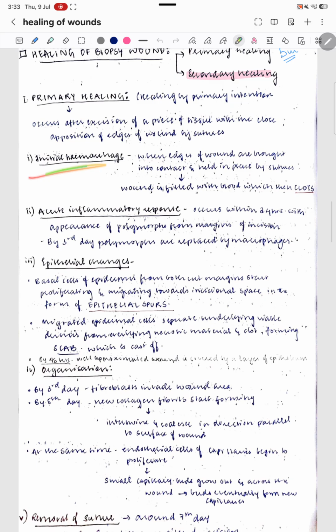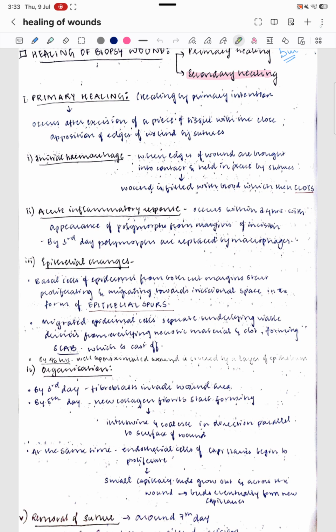Next is the initial hemorrhage. When the edges of the wound are brought in contact and held in place by suture, the wound is filled with blood. Once the edges have been brought together in close contact, the wound with the suture is filled with blood, then clot.